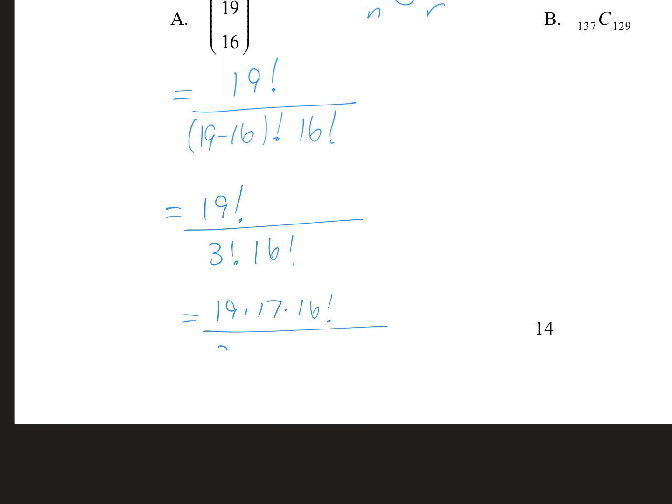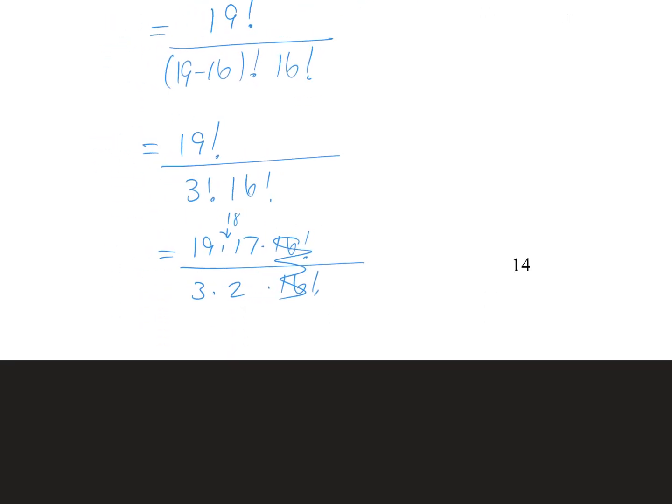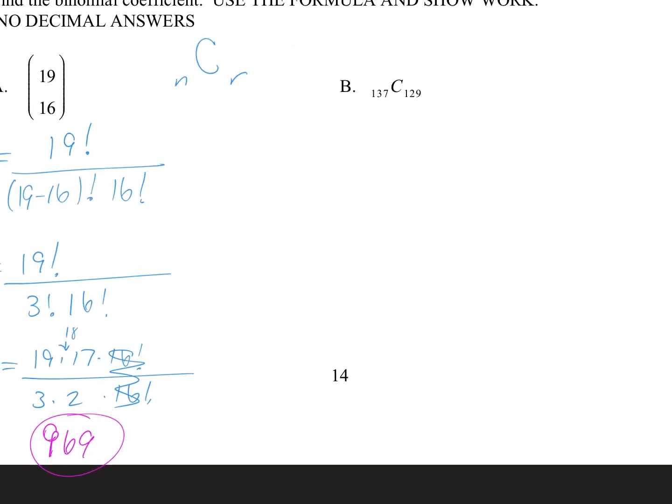If we were to write it out, 19, 18, 17, 16. How come I can stop at 16? Because there's a 16 on the bottom. So if you were to multiply this, guys, what's 19 times 18 times 17 divided by 6? You might get a big old number, that's okay. The answer is 969. Good. And then this last one before the bell rings.